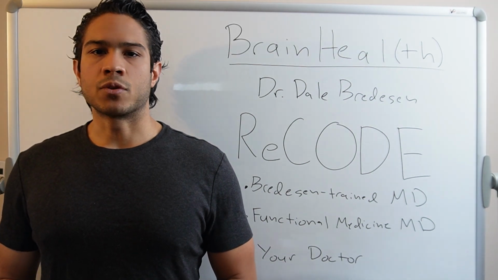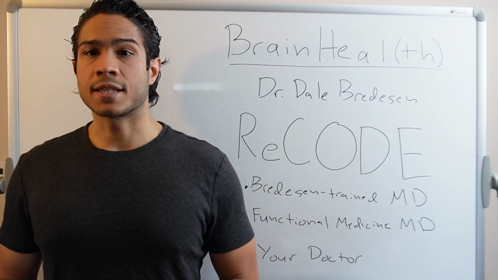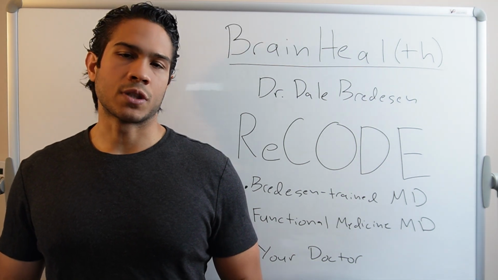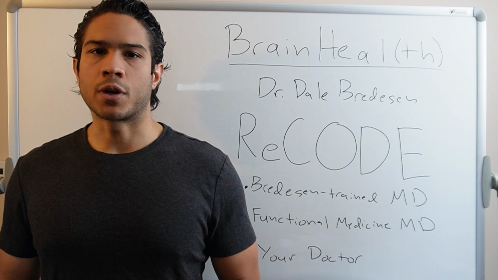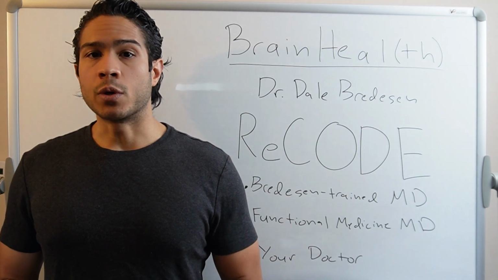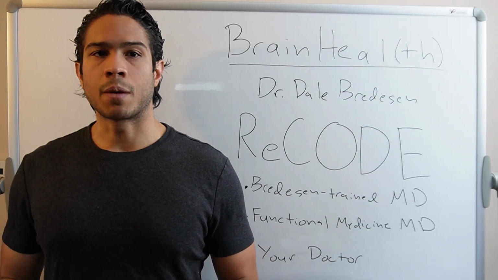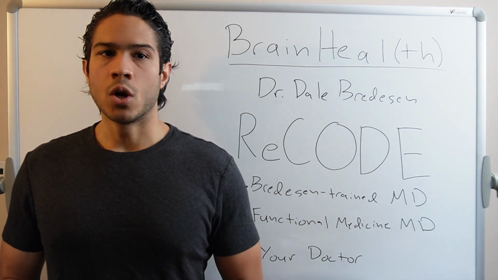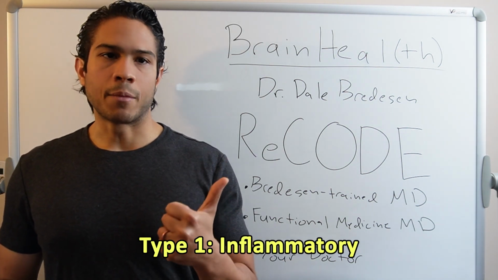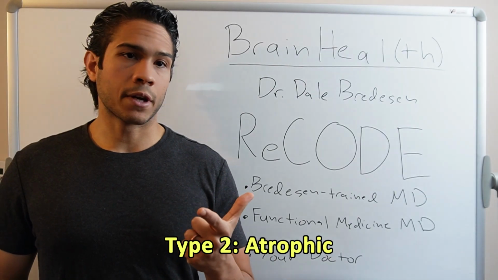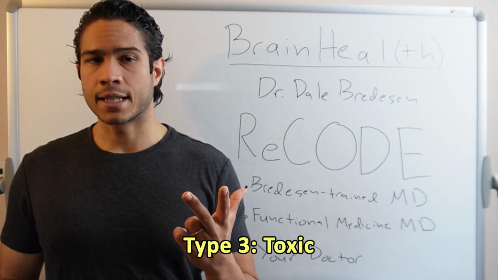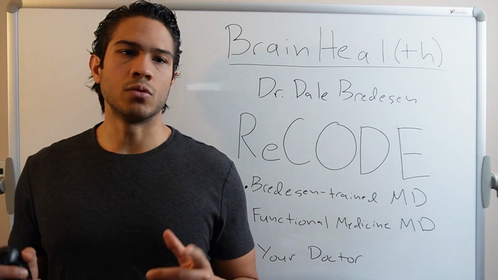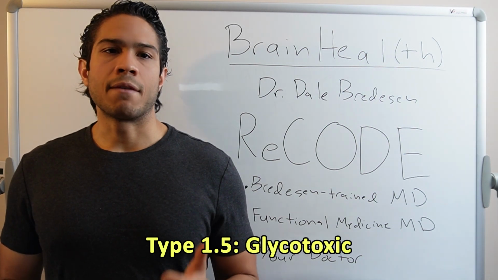All of these tests and lab results paint a clear picture of where a patient stands and how they got there. These test results are then used to identify which subtype of Alzheimer's or one of its precursor states we're predominantly dealing with. In the last video we talked in more detail about these, but the subtype buckets of Alzheimer's Dr. Bredesen saw most of his patients fall into were type 1, inflammatory, type 2, atrophic, type 3, toxic, and then there was a bonus subtype that Dr. Bredesen found to be a combination of type 1 and 2, type 1.5 glycotoxic.